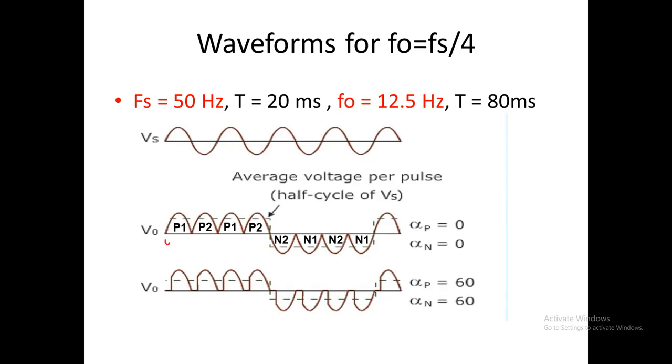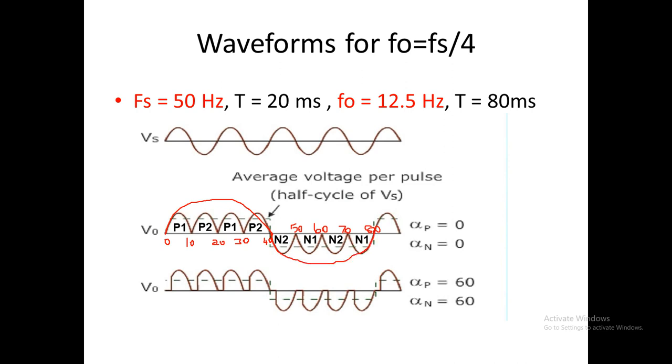So here for 0 to 10, P1 is conducting, 10 to 20 P2 conducting, 20 to 30 again P1 conducting, 30 to 40 again P2 conduction. So totally 40 milliseconds comprises the positive half cycle. Then 40 to 50, N2, 50 to 60, N1, 60 to 70, N2, 70 to 80, again N1. So this will be your negative half cycle.